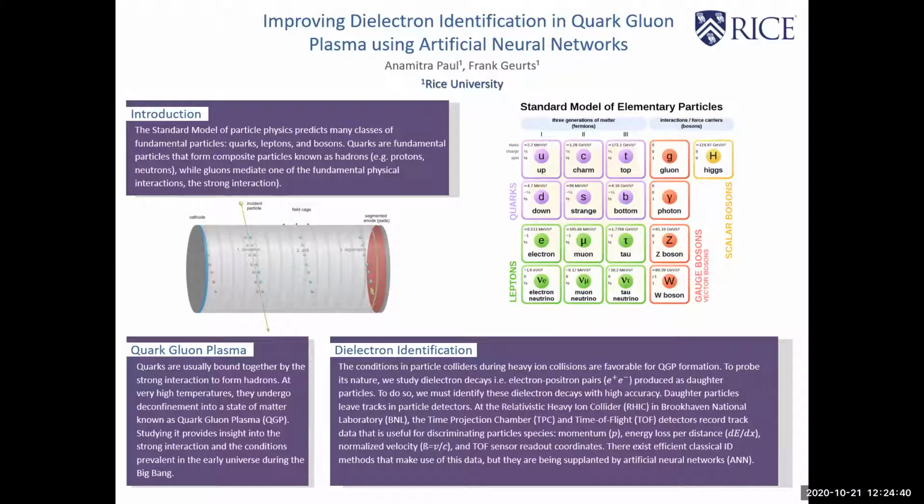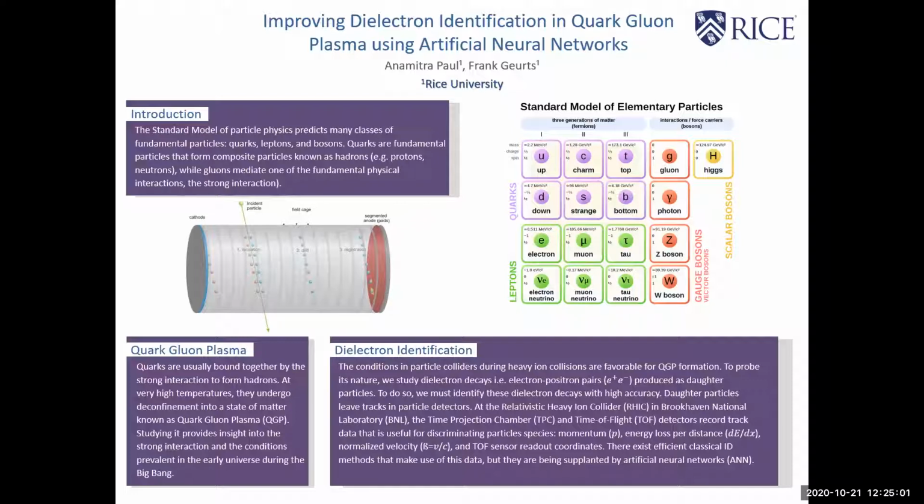Hello, my name is Anamitra Paul, and I am a senior undergraduate at Rice University working with Dr. Frank Geurts in the T.W. Bonner Nuclear Lab. Our project is improving dielectron identification in quark gluon plasma using artificial neural networks. First, I will provide some background for our work.